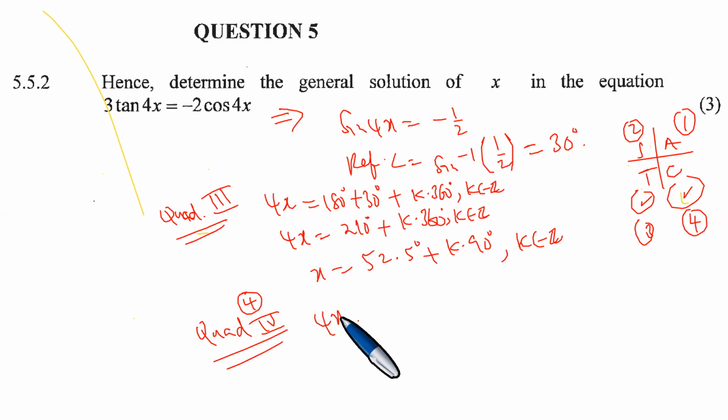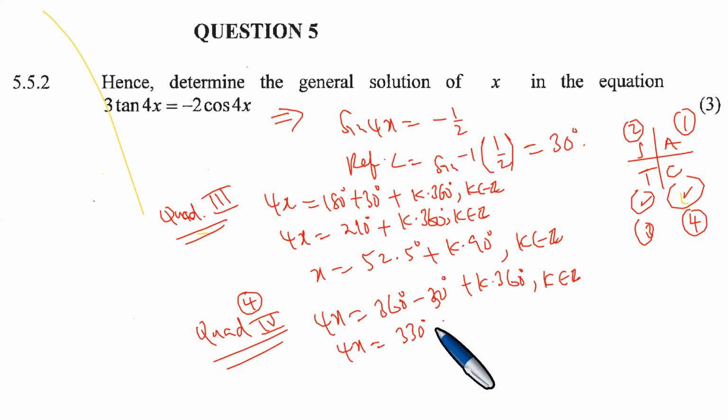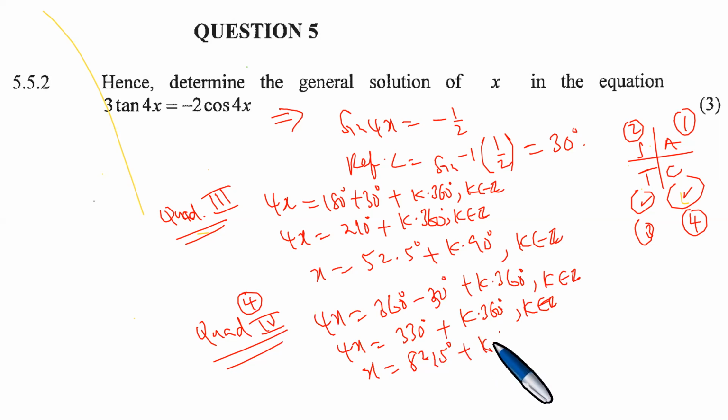So 4x is 360 degrees minus 30 degrees plus k times 360 degrees, k is in Z. So 4x is 330 degrees plus k times 360 degrees, k is in Z. You divide by 4, x equals 82.5 degrees plus k times 90 degrees, k is an element of Z. All right, so this one gives us the actual solutions.